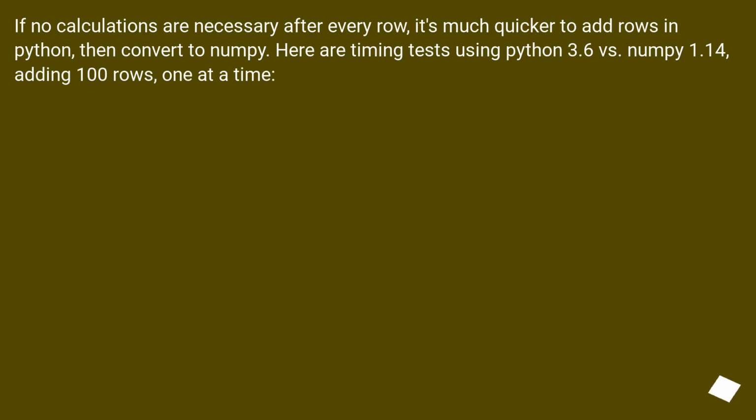If no calculations are necessary after every row, it's much quicker to add rows in Python, then convert to NumPy. Here are timing tests using Python 3.6 versus NumPy 1.14, adding 100 rows, one at a time.